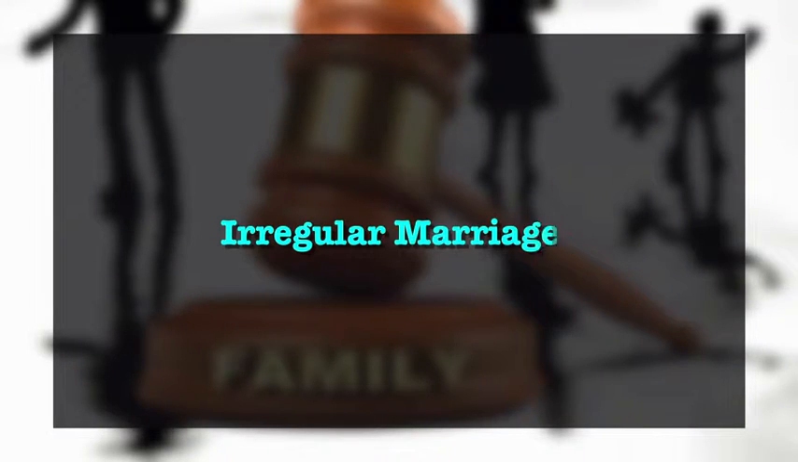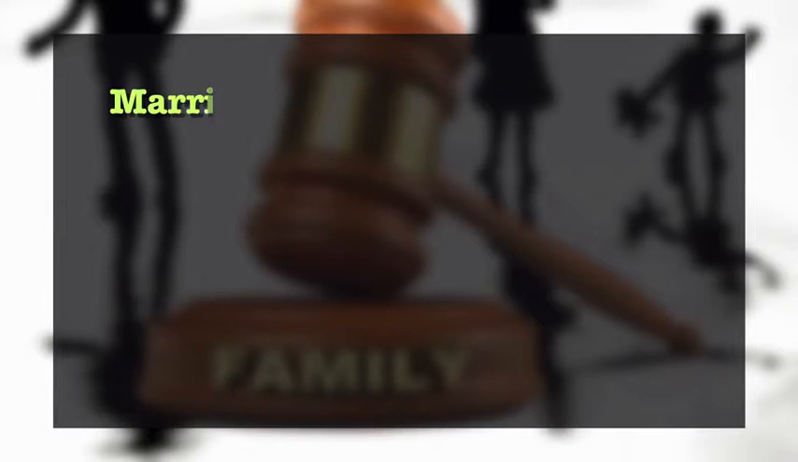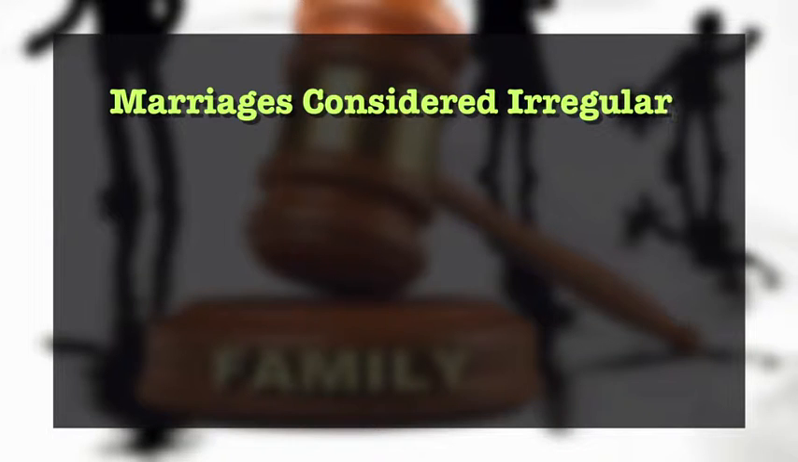Number 3, irregular marriages. A marriage is irregular when there is no permanent bar to the marriage. A union between a man and a woman may either be lawful or unlawful. Unlawfulness may be either absolute or relative. If the unlawfulness is absolute, the marriage is void. If it is relative, we have an irregular marriage. The following marriages have been considered irregular.